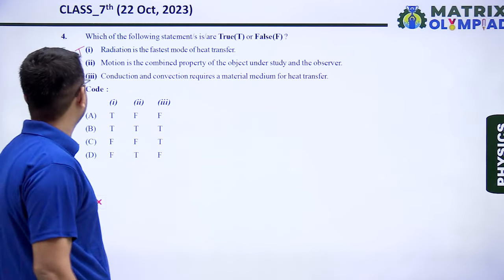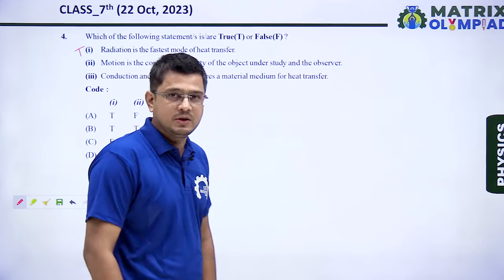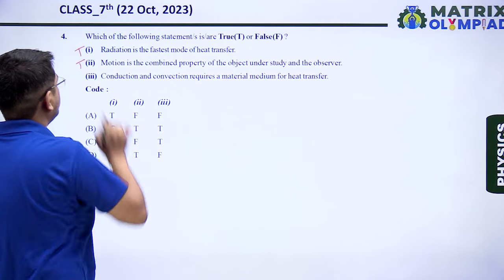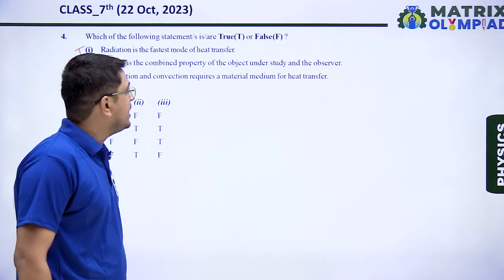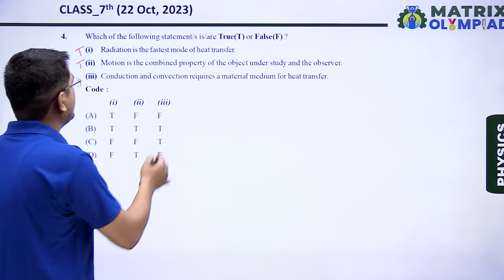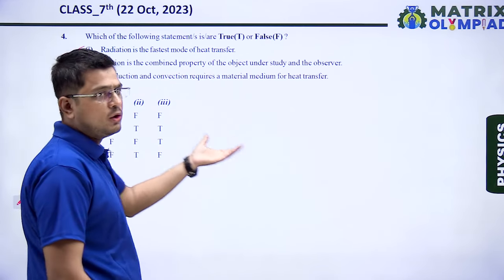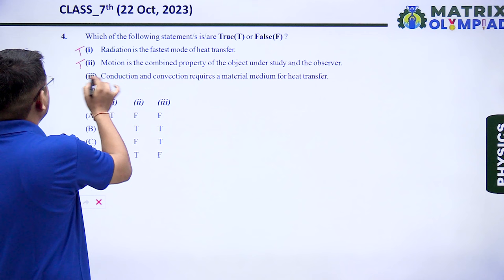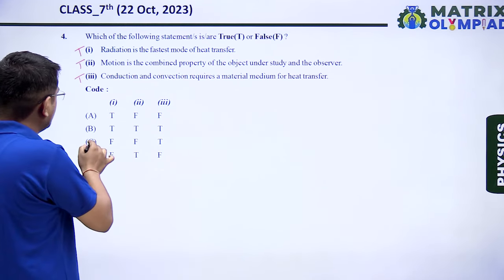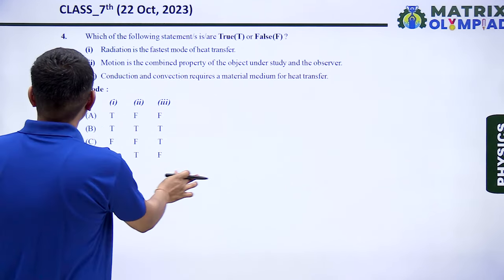Next, motion is the combined property of the object under study and the observer. Yes, it is a relative study. So this is also a true statement. Conduction and convection requires a material medium for heat transfer. Yes, this mode of heat transfer requires medium, and this also occurs in solids and fluids. So this is a true statement also. So all the three statements are true. So our correct answer will be option B. True, true and true.